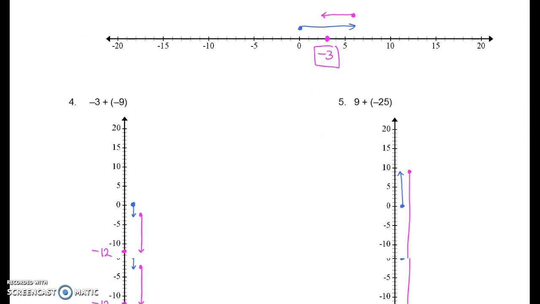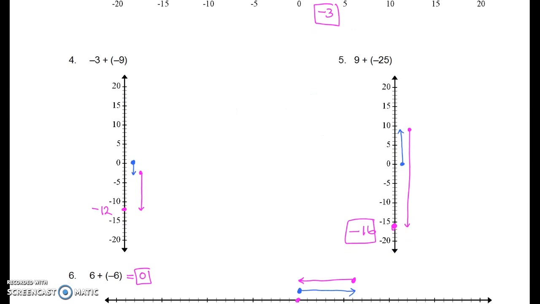For number 4, I start at 0. I go down 3 steps for -3, down 9 more steps, ending at -12. Dot on the number line, and the numbers are all on the left of the number line, so that's where my sum goes. Number 5, 9 plus -25. I start at 0, go up 9, and from that point I go down 25, ending at -16. Dot on the number line and label the sum.